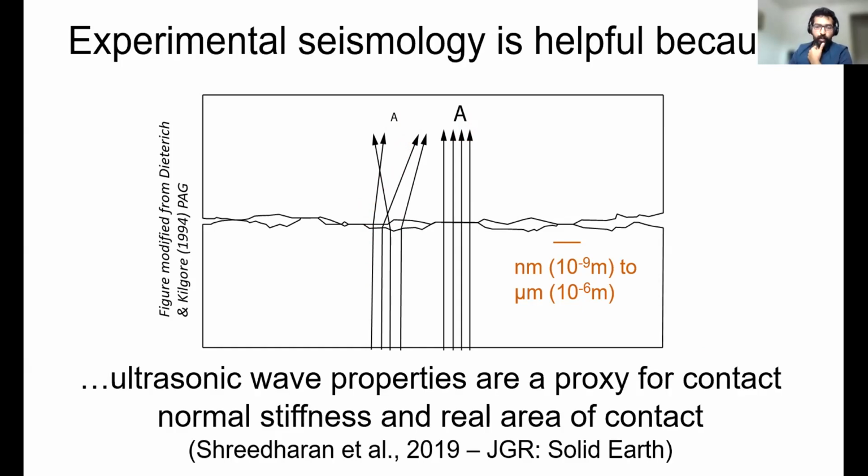So when the fault is being sheared, observing these pulse properties can tell us something about the real-time evolution of the frictional contact area, not just the macroscopic contact area. And hopefully this will tell us something about the nucleation process.